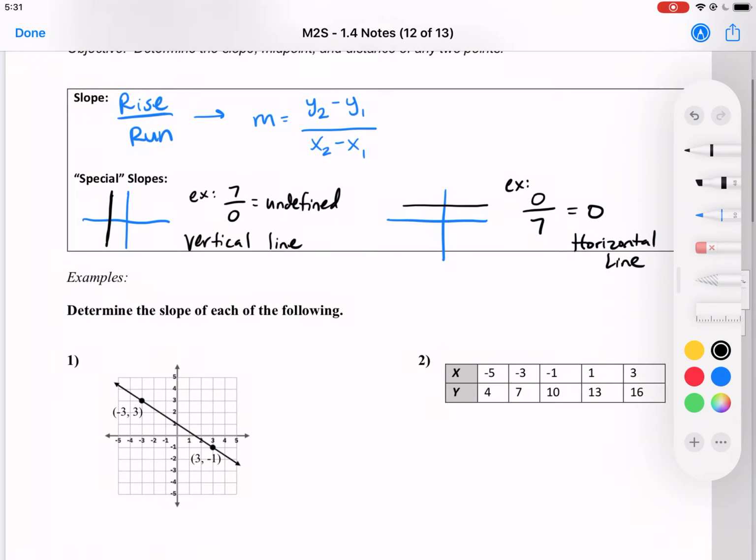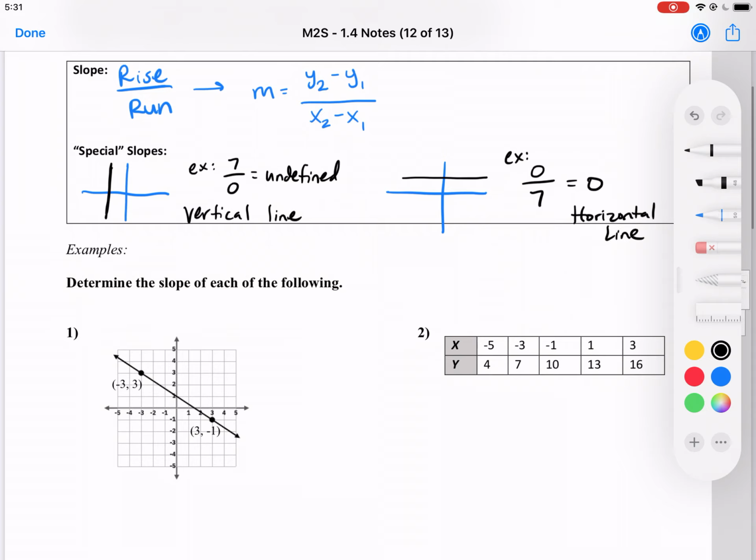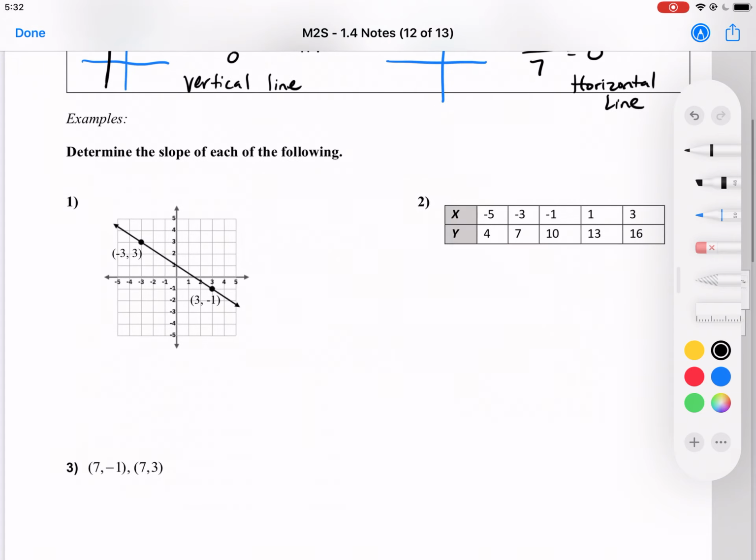Okay, so we have a few examples of slope down here. We're going to determine the slope and the type of slope. For instance, number 1 is pretty easy to tell that this line is going negative, because if you read it from left to right, the line is going down. So we're going to say it's a negative slope, because I want you to also state the type. Then we're going to go ahead and find the slope.